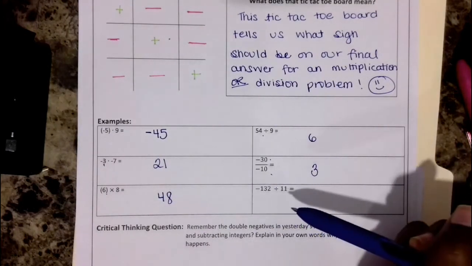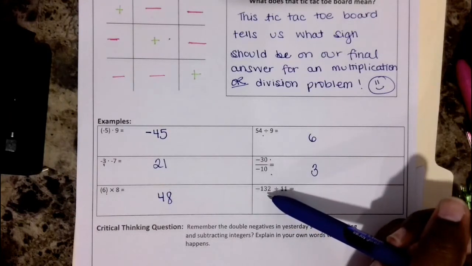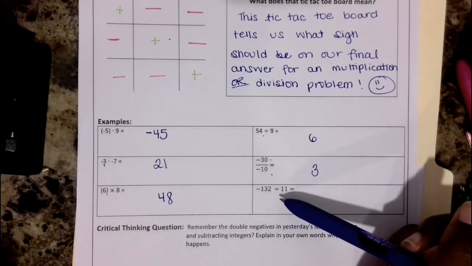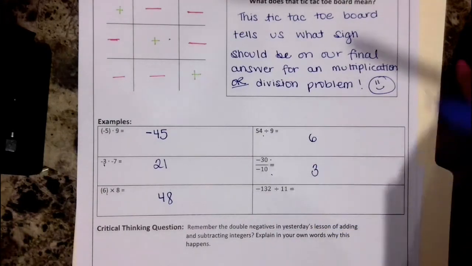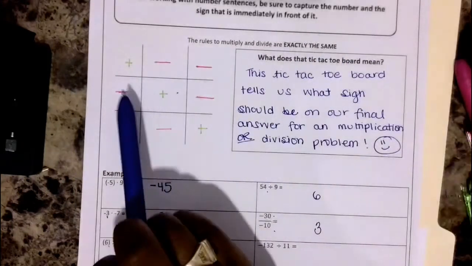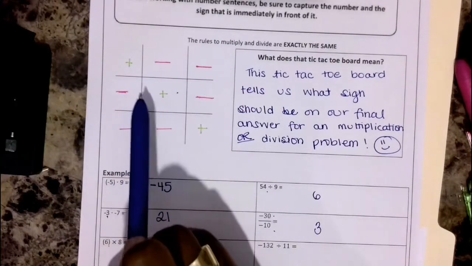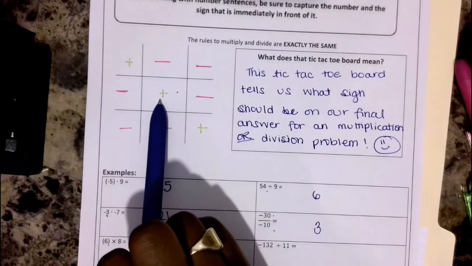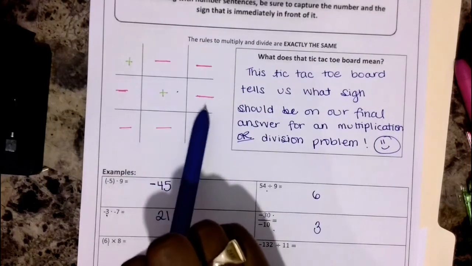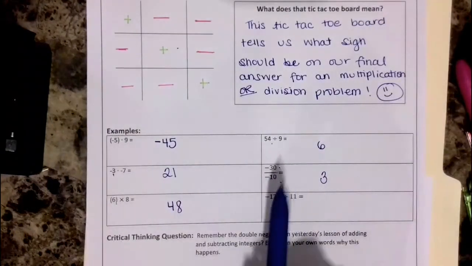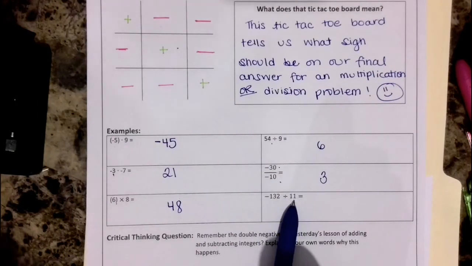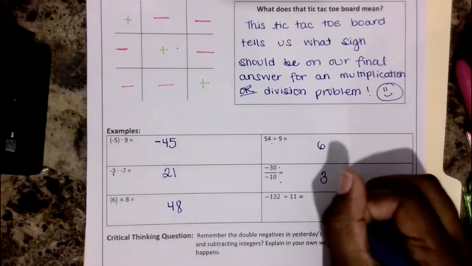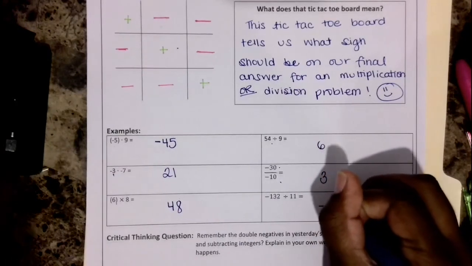Last but not least, I have -132 divided by +11. So if I go back to my chart and I look for a negative number divided by a positive number, I know that my quotient should be negative. And I know that -132 divided by a +11 will result in a quotient of -12.